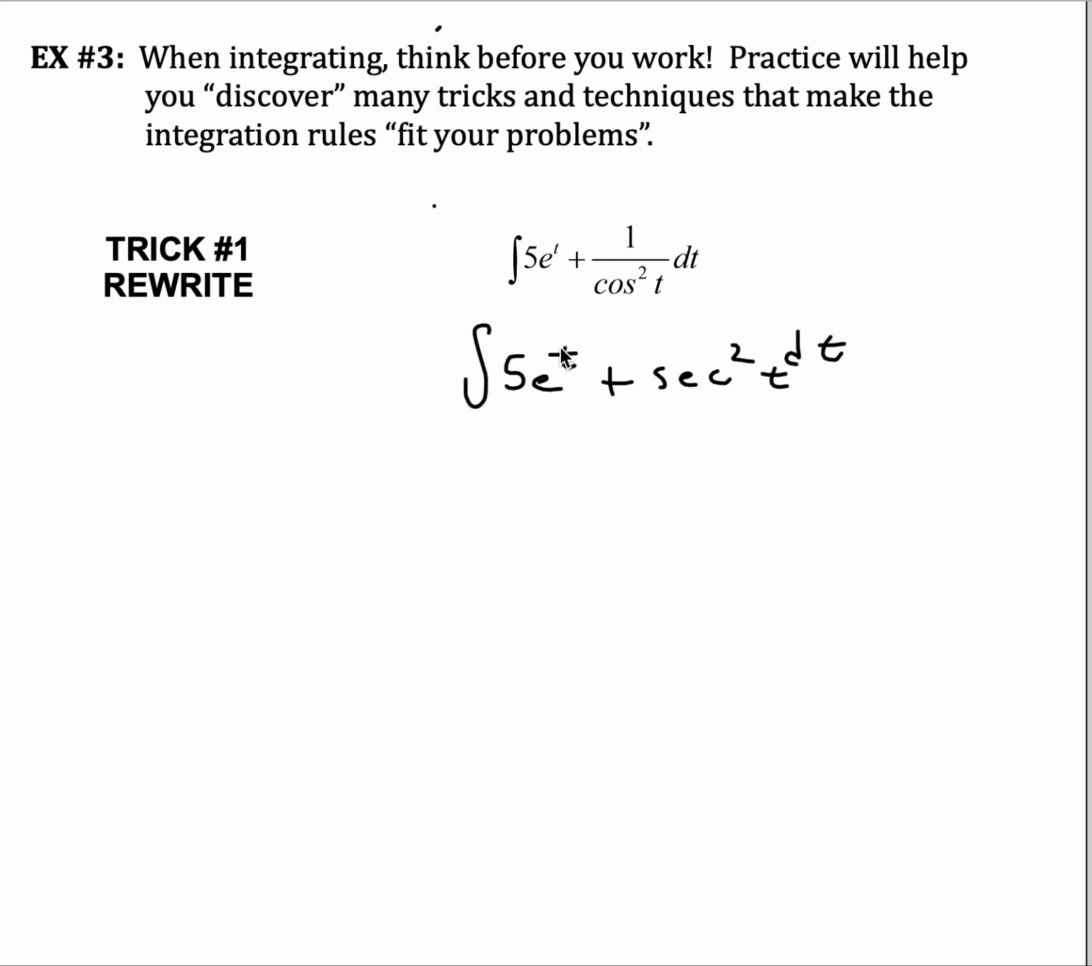But again, that would be one trick here, because now when we take the integral of 5e to the t, we're just going to get 5e to the t. Just like the derivative, it doesn't change anything. And then when we take the integral of secant squared t dt, we're going to get tangent t. And don't forget your c.